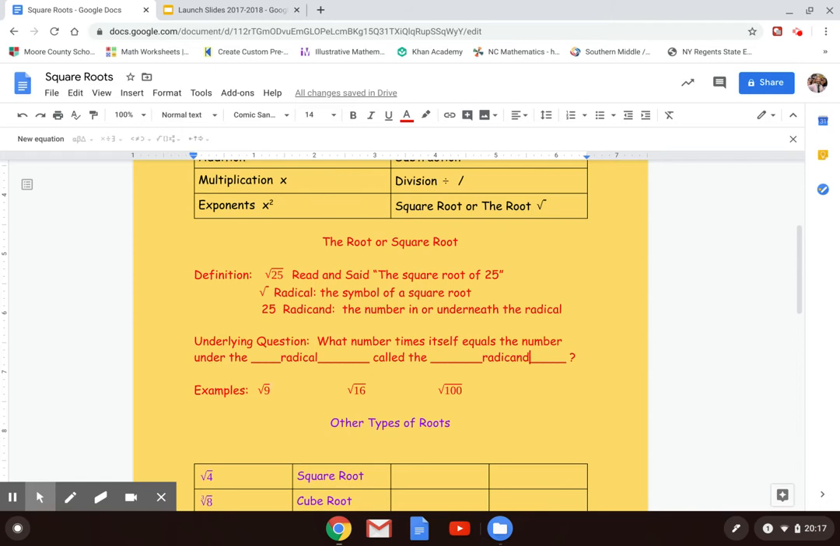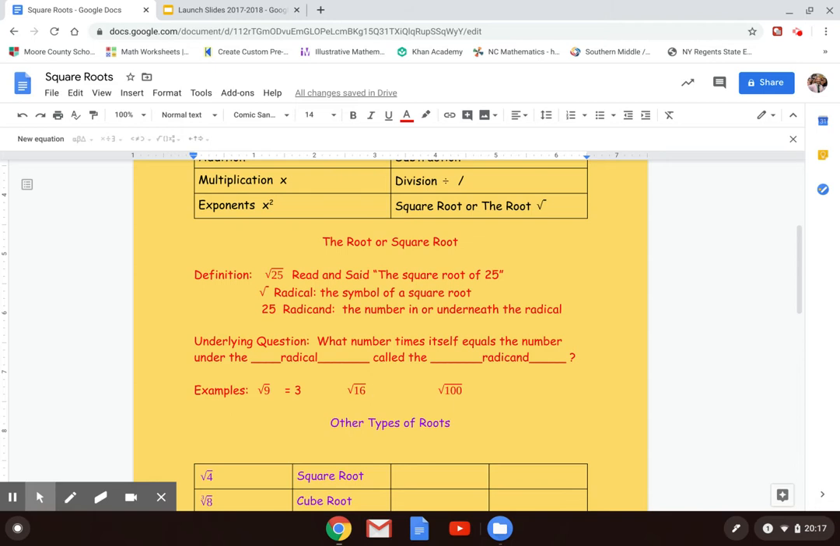So if I start here with this example of the number 9, the square root of 9, what number do you know multiplied by itself equals 9? The answer is going to be 3. Okay? Because 3 squared means 3 times 3, so the opposite of 3 squared is going to be the square root of 9.